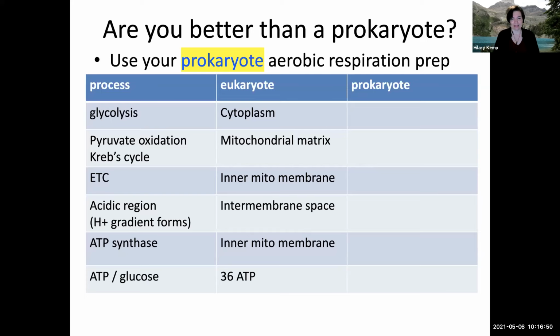But we don't have access to that space in a prokaryote. So where do we put our hydrogen gradient? It has to form on either one side or the other of the cell membrane. So we've only got two options. We've got cytoplasm and we've got extracellular space. So where are we putting our proton gradient?